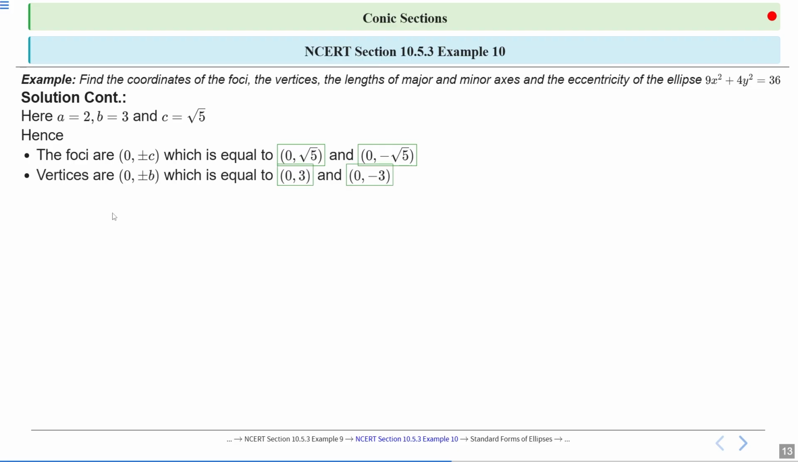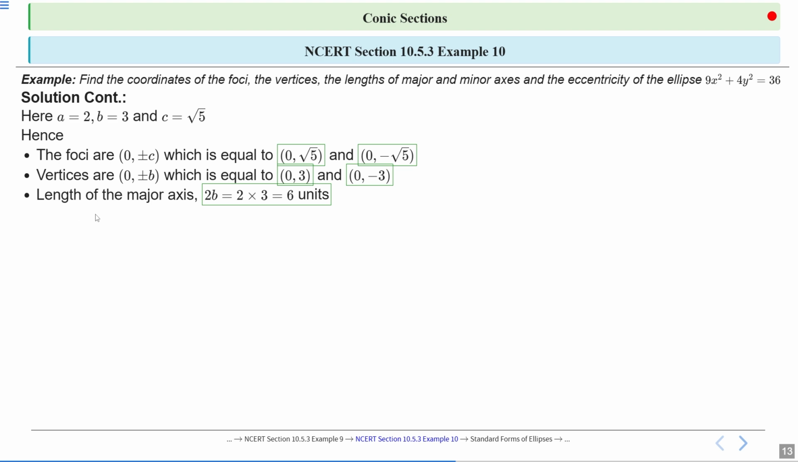And vertices are 0 comma plus minus b. Here the value of b is 3, so just put the value of b as 3 in this coordinate, and then we will obtain the vertices are 0 comma 3 and 0 comma minus 3.